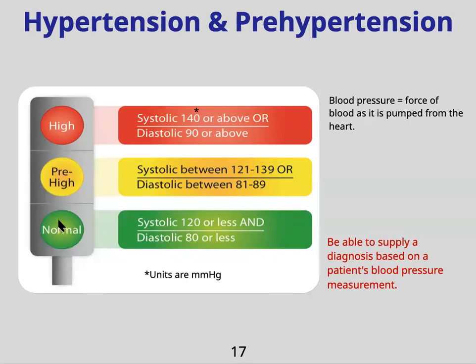And then normal blood pressure is generally considered 120 or less, with diastolic pressure being 80 or less. So remember these values.